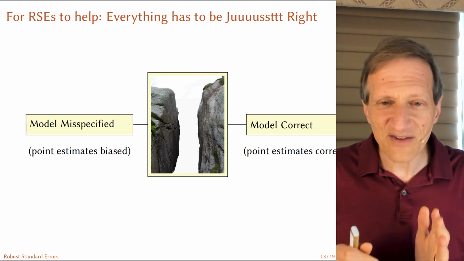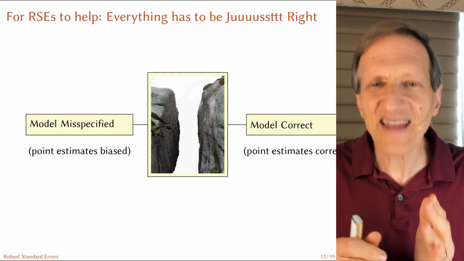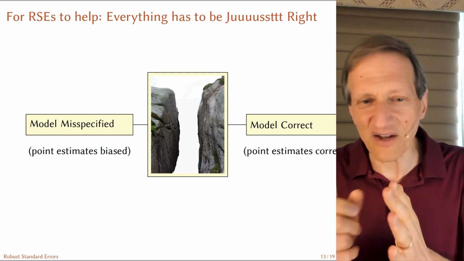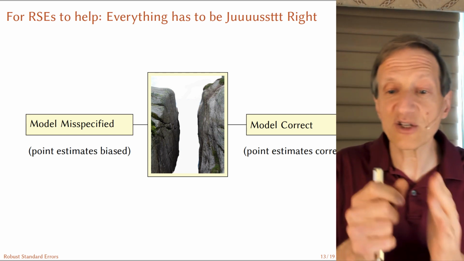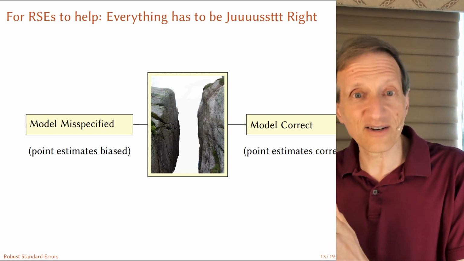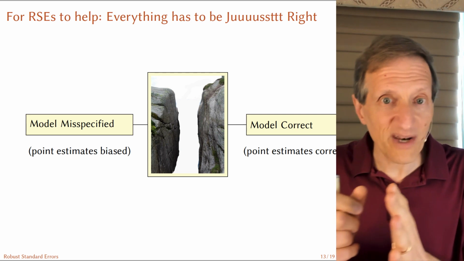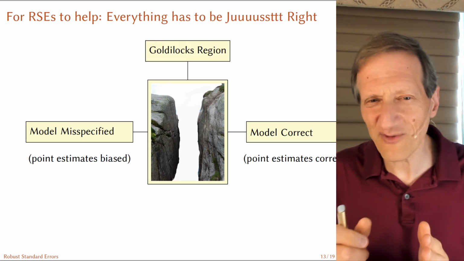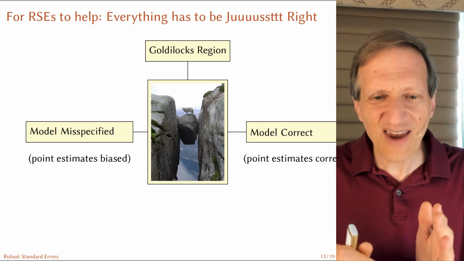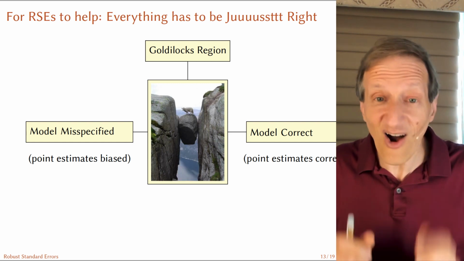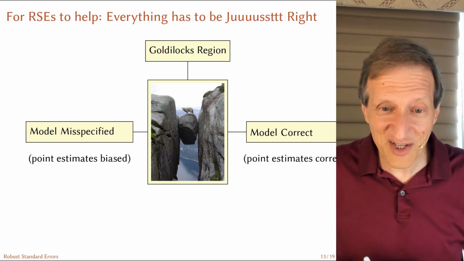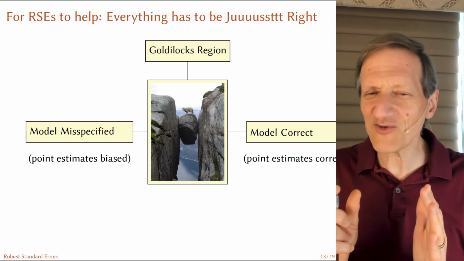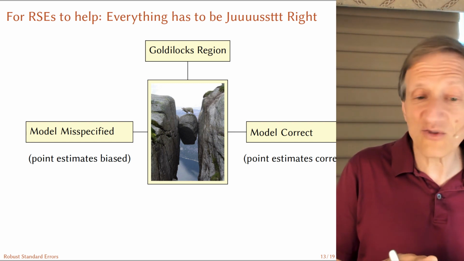The problem is, when can robust standard errors help? They can help when you're in the middle, when the model's not too misspecified and when it's not correct, right? When it's wrong, but it's not too wrong. When it's in the Goldilocks region, right? When it's just right. And who's in the Goldilocks region? Our goat is in the Goldilocks region. You see this guy? He's stuck in there. But right in there, he can't go too far.